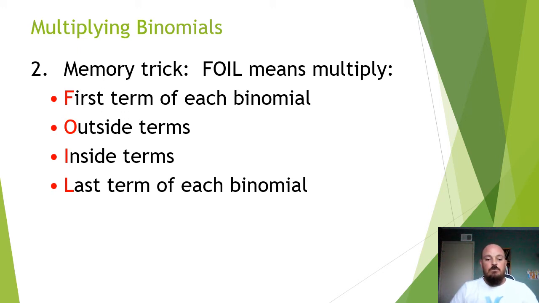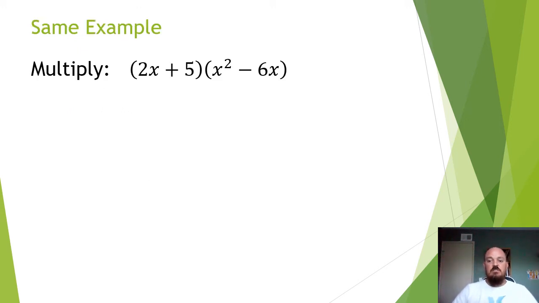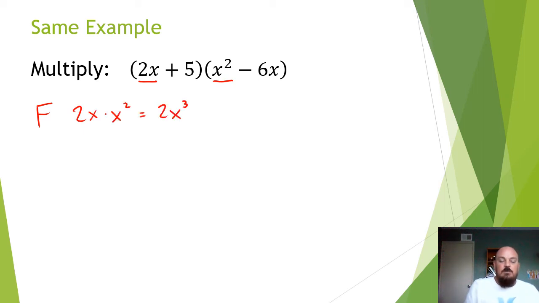So what I want to do real quickly is show you, we're going to work out the exact same example we just did. I'm going to do it by foiling, and then you'll see that it's actually the exact same thing. So let's say I want to do FOIL. So I'm going to do F stands for first, which means I'm going to multiply the first term of each one. That would be 2x times x squared, which would give you 2x cubed.